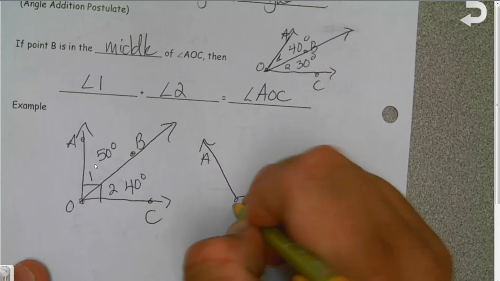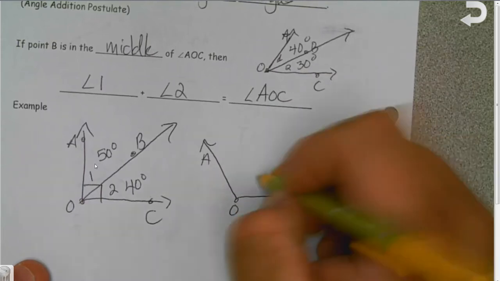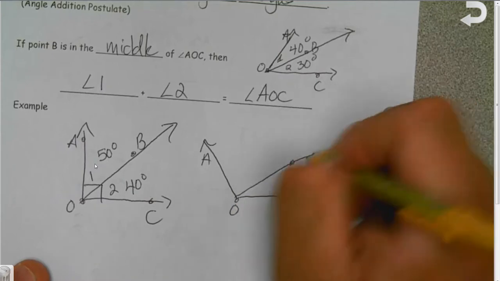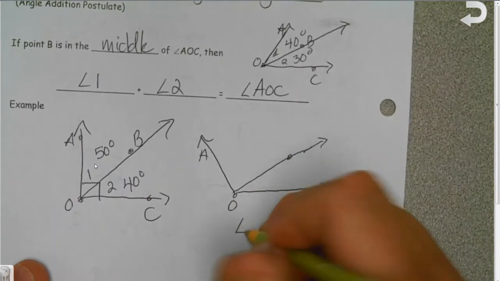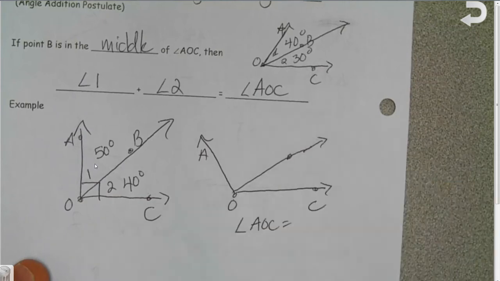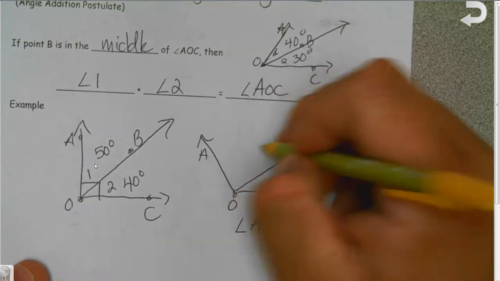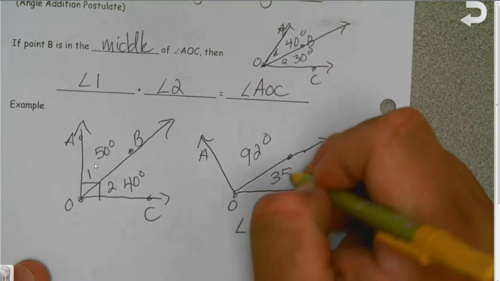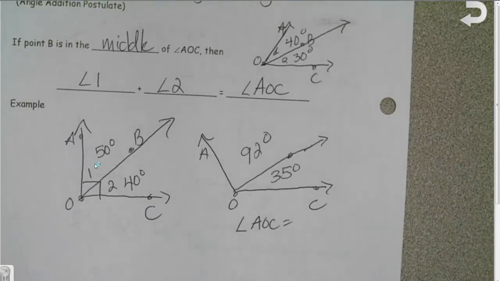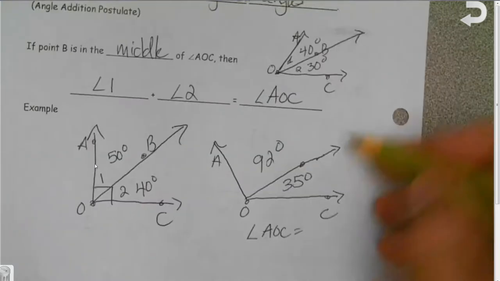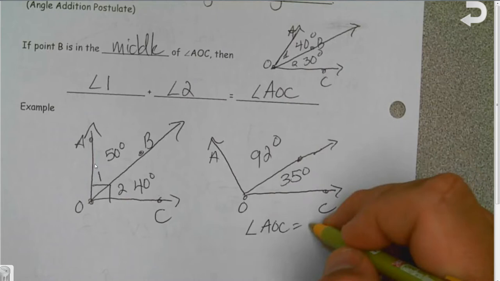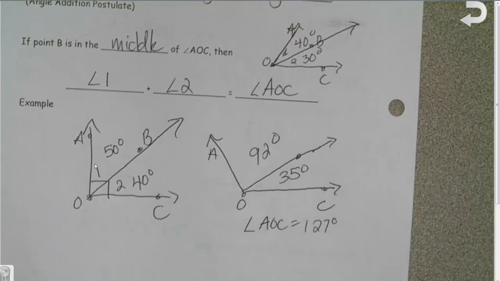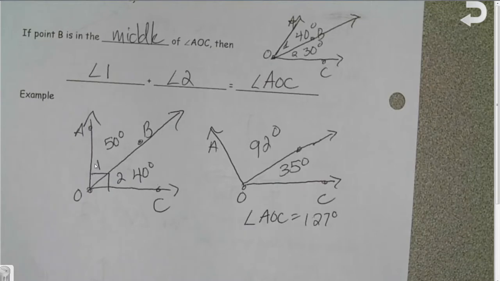AOC. Let's put B over here. If angle AOC, we don't even know how much it is. Let's say that this is 92 degrees and this is 35. How many degrees is angle AOC? Well, we're going to add 92 plus 35. And so angle AOC is 127. Obviously, you can also do this with algebra, and we'll get into that in the work today.